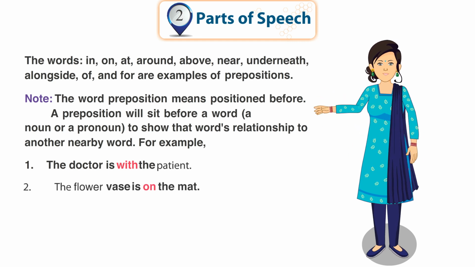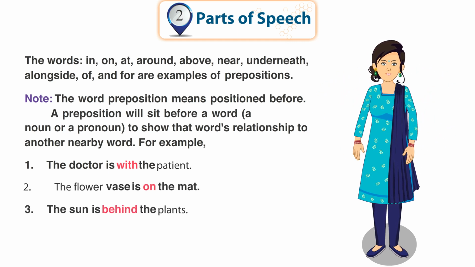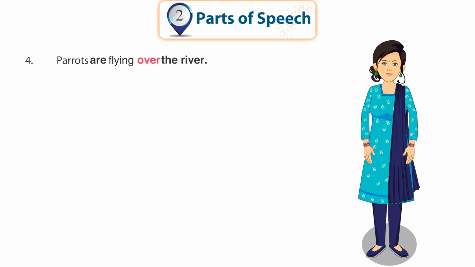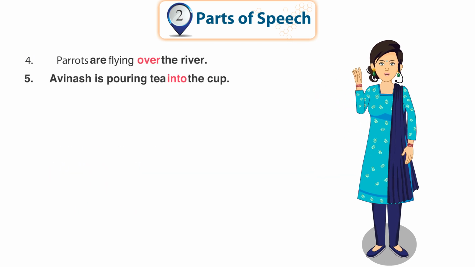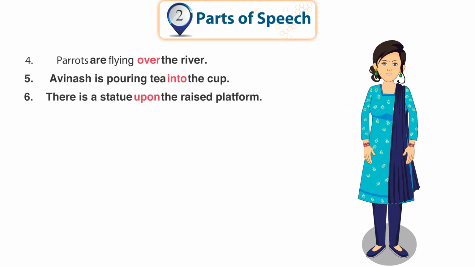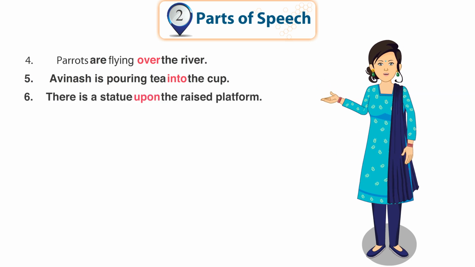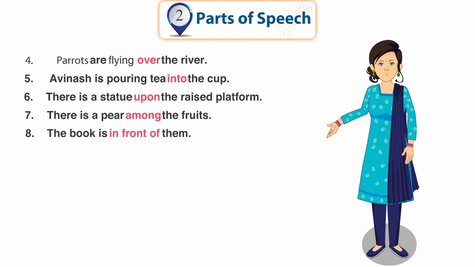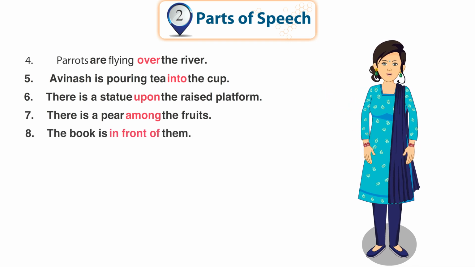The flower vase is on the mat. The sun is behind the plants. Parrots are flying over the river. Avinash is pouring tea into the cup. There is a statue upon the raised platform. There is a pear among the fruits. The book is in front of them.